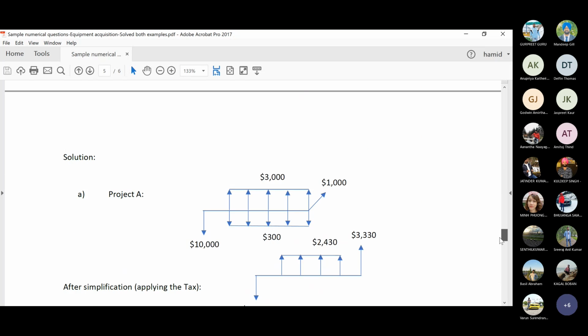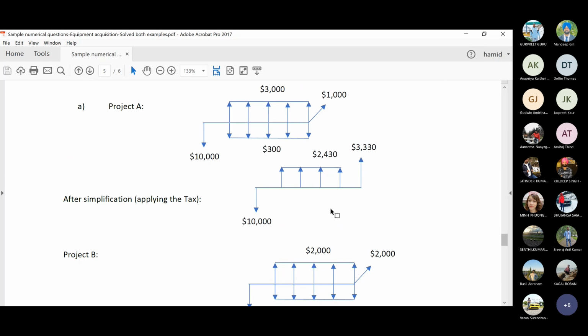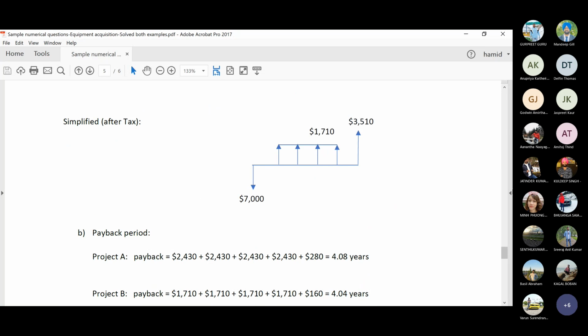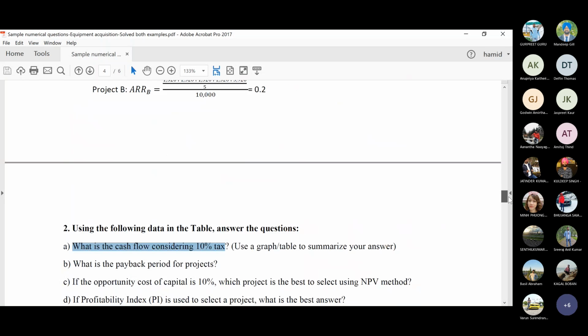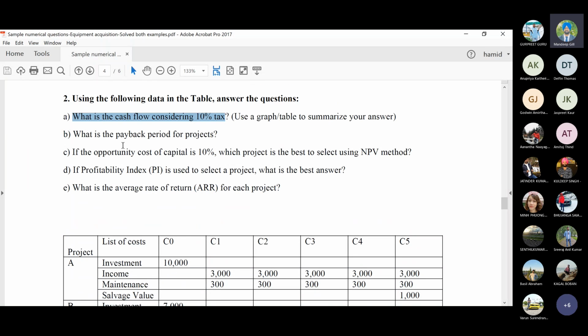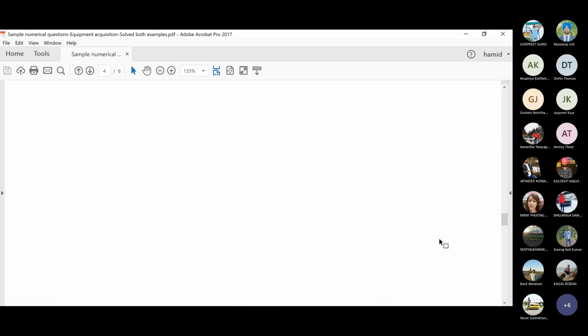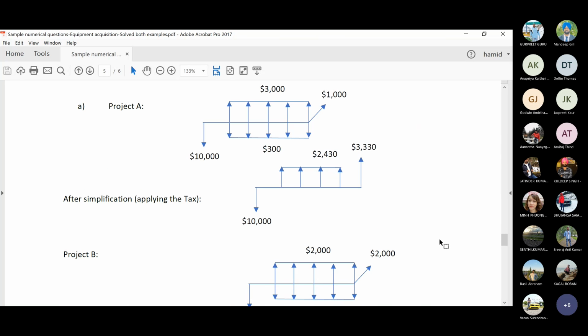Okay, so let's say we have summarized everything like this. The same thing for the second project. Now we have a question here. Second part of the question: what is the payback period for this project? This was the first method of economic evaluation we reviewed, and it should be very easy to answer if we already know the cash flow.